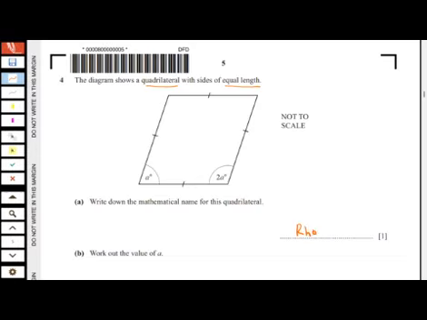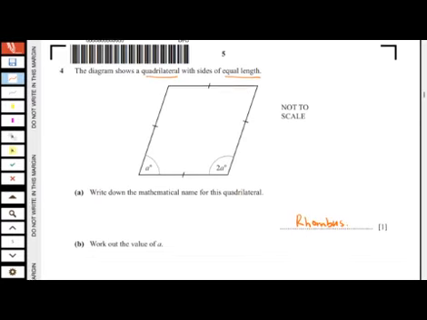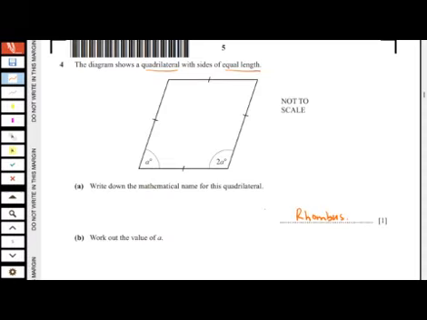So the answer is rhombus. It's not a square, it's a rhombus. Next, part B, work out the value of A.